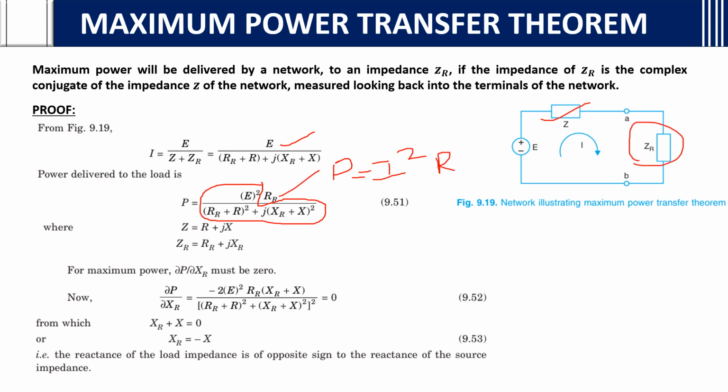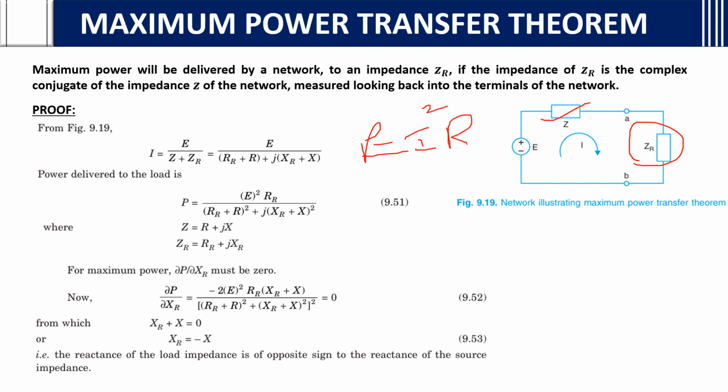RR is the load resistance. The formula is P equals not IR squared, it is I squared R. P equals I squared R. We will write it in that form.